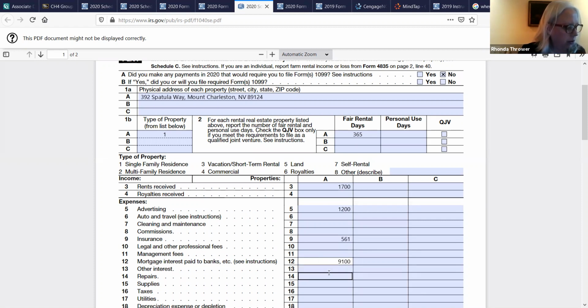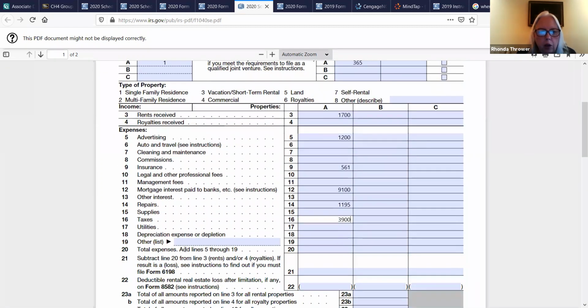And before we get to that, we had some line 14, which is repairs. So we're going to put 1,195 here for the repairs on line 14. And then we're going to move on to line 16, which was our taxes. And then we had some other expenses that were not listed up in here. So we're going to list them down here.